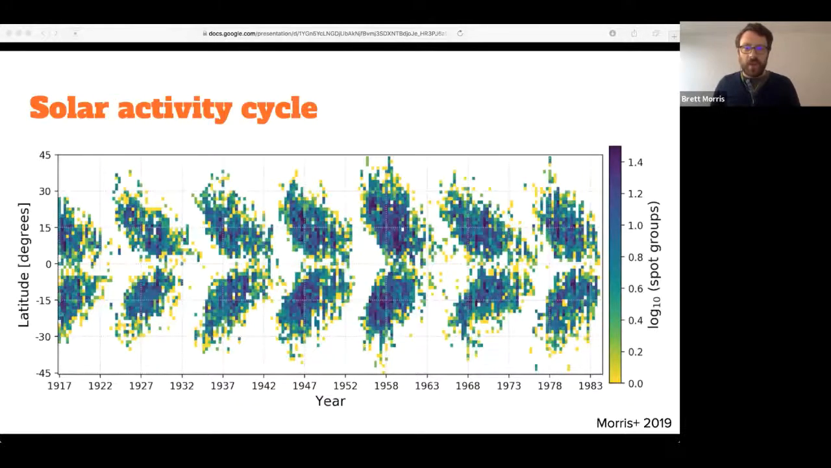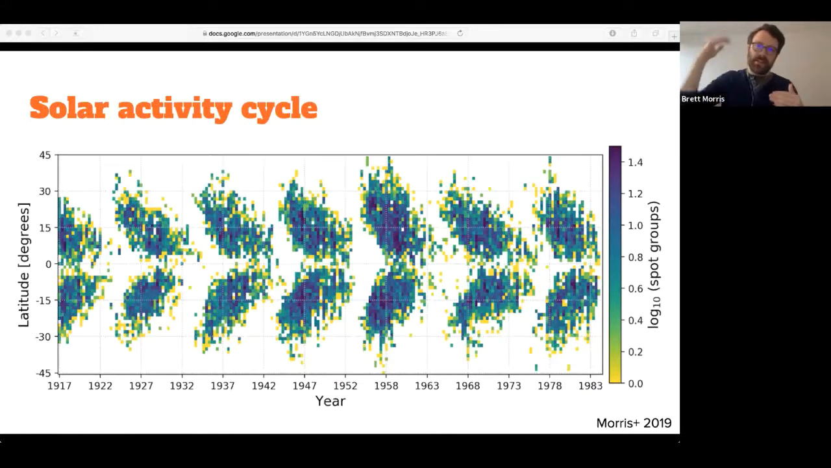This is our favorite way of displaying the activity cycle of the sun. This is called a butterfly diagram, because if you tilt your head to the left, it looks a bit like a bunch of butterflies. I see a bunch of heads tilted to the left. I love it. What we have on the color axis is the number of star spots within a bin of latitude. And on the x-axis, we have time.